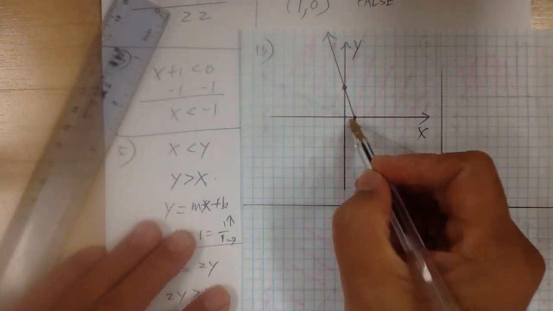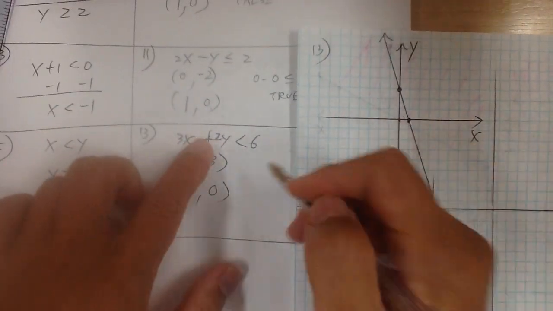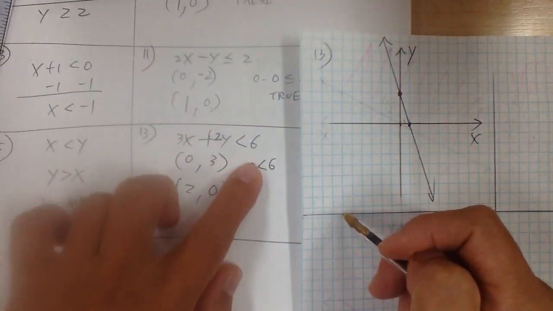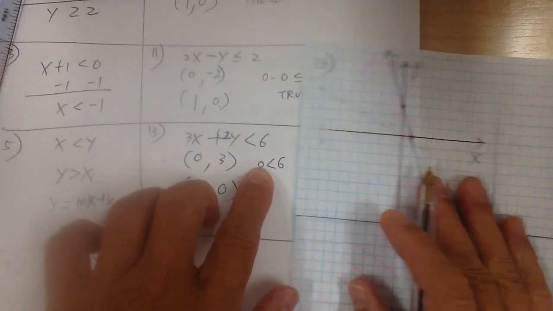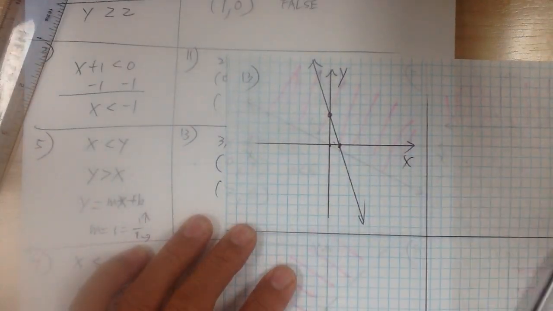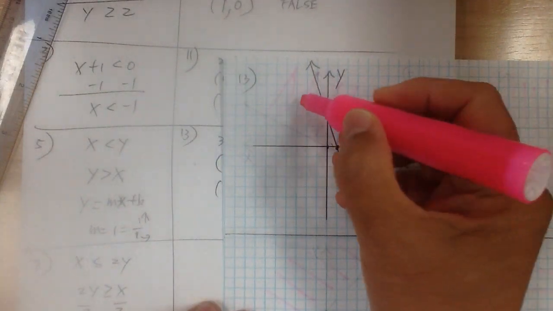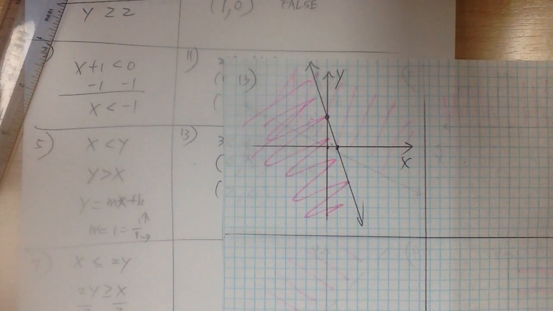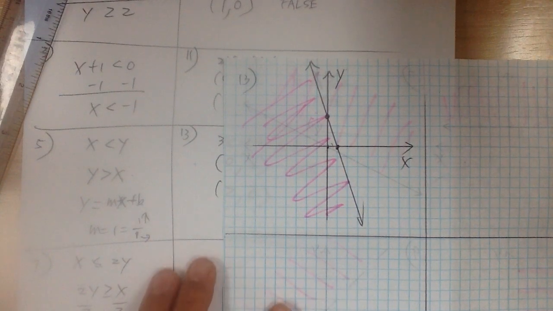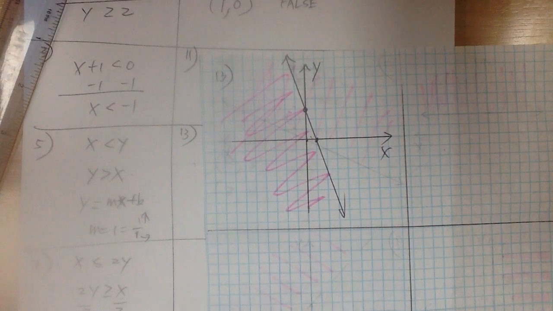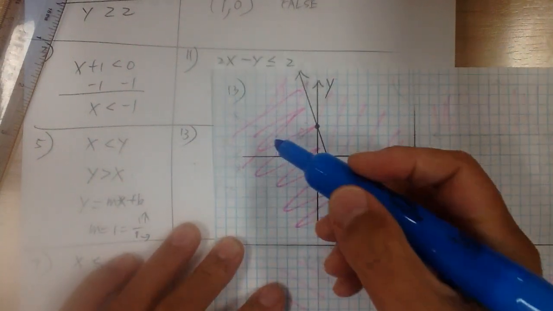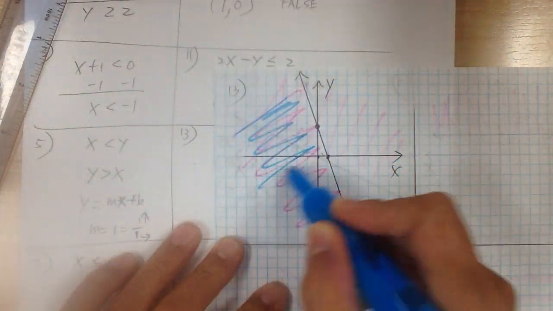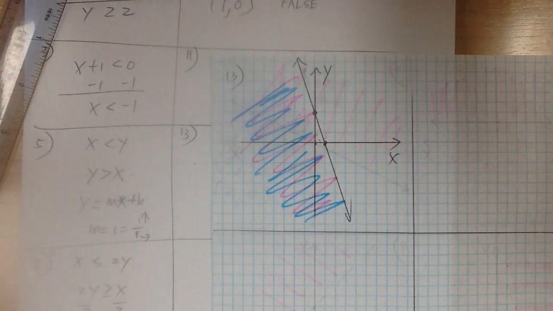Okay, then again, I'm going to choose 0, 0 as my testing point. So if I put 0, 0 in here, I get 0 is less than 6. So that's true. Okay, so this point is true. That means your shading would be on this half. The pink is kind of hard to see, so I'm going to switch it to blue. Okay. There we go.